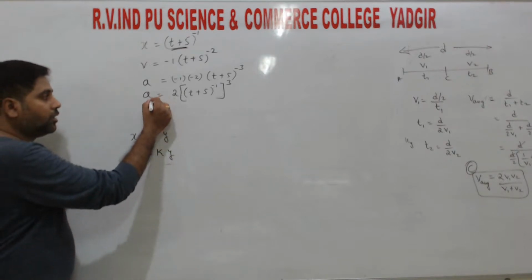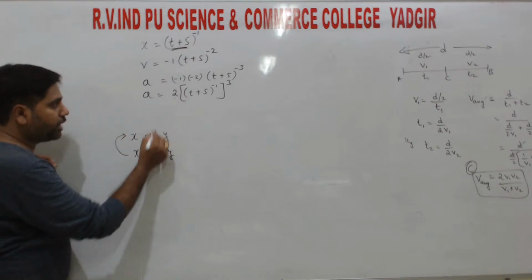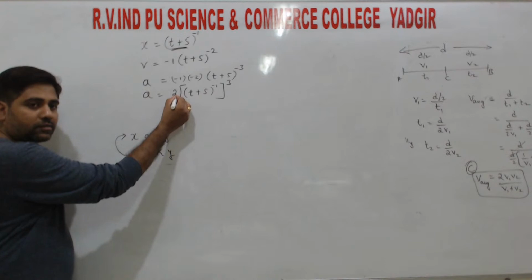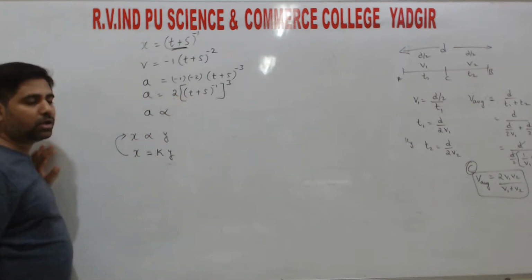Same as here, we are changing from equals to proportional, so we have equals and also some constant value. 2 is some constant, so we can write a is proportional to.